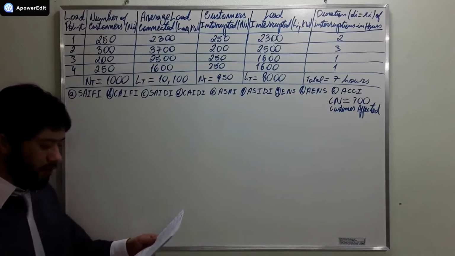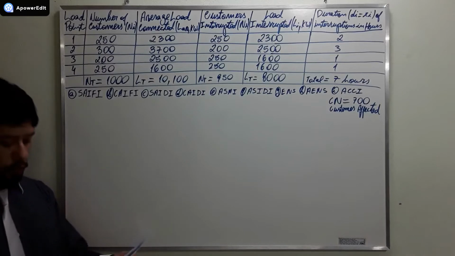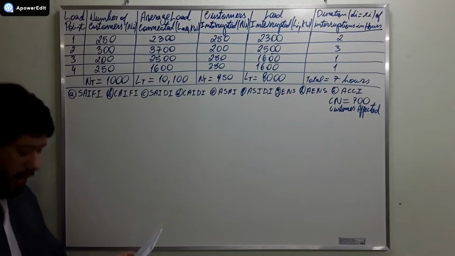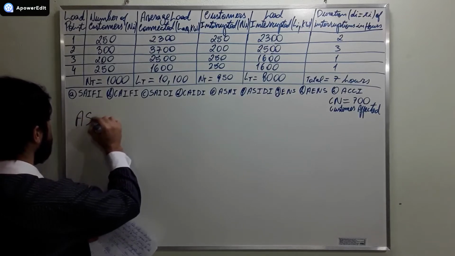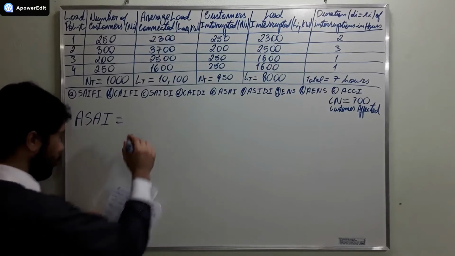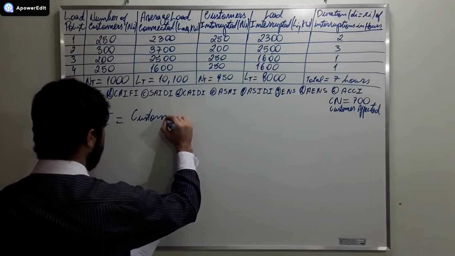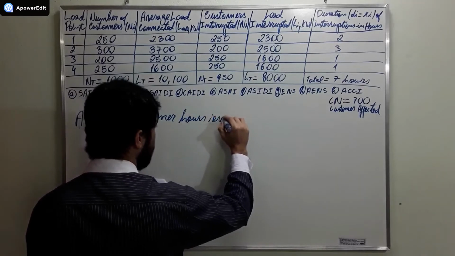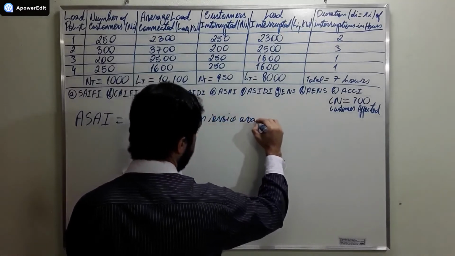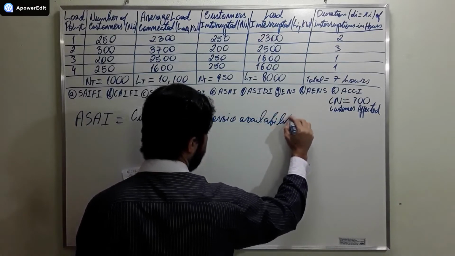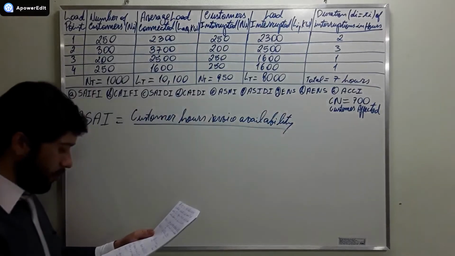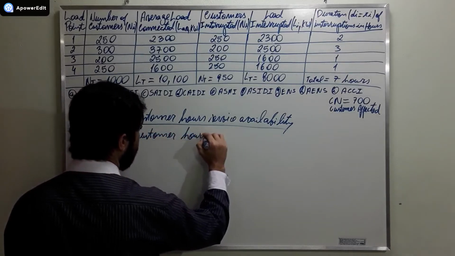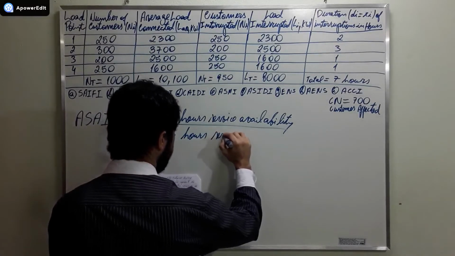Okay, ASAI is the average service availability index, and it represents the fraction of time that a customer has power provided during a period of time. Okay, ASAI is going to be equal to customer hours of service availability, and we are going to divide it by customer hours service demand.